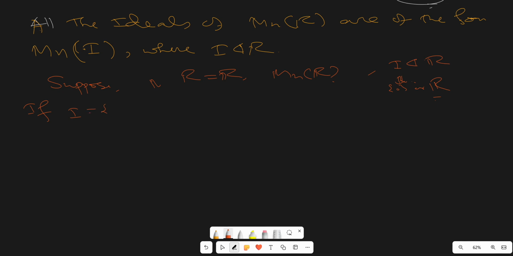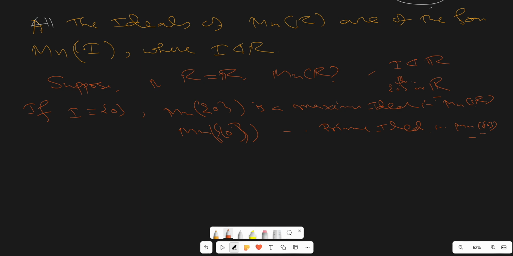So anyway, if I is 0, this implies that Mn(0) is a maximal ideal in Mn(R). But Mn(0) is not a prime ideal. Why? The matrices (1 0; 0 0) and (0 0; 1 0), this one is not inside Mn(0), this one is also not inside Mn(0), but their product, the zero matrix, is inside Mn(0). So this statement implies that it is not a prime ideal.